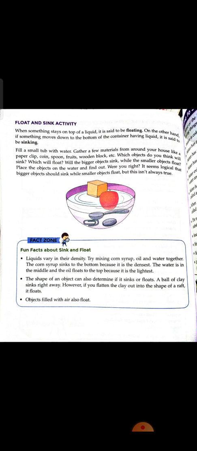The bigger objects will sink, the smaller objects will float. It is not always like that. It depends upon the weight of that object. Maybe a coin looks much smaller than that wooden cube, but in terms of weight, the coin is much heavier than the wood. That's why the coin will sink, but the wood will not sink despite being bigger in size.